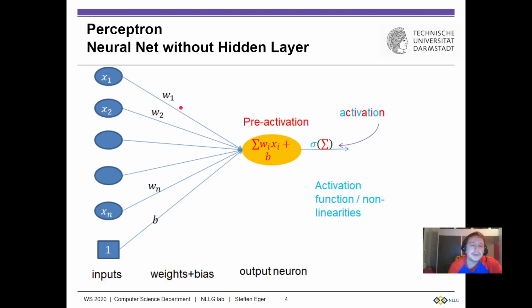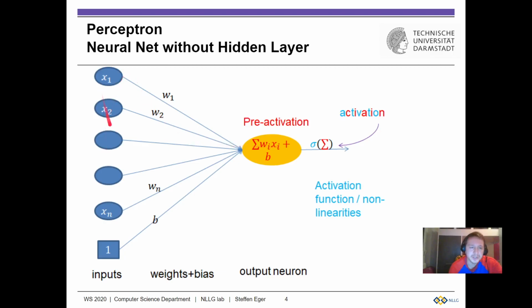And then you see here also connections between the input neurons and this output neuron. So there are these connections here. These are just links or weights, and they are also given by real numbers W1 to Wn. And then what's happening in this output neuron here is, well, it's taking a weighted sum of the input.